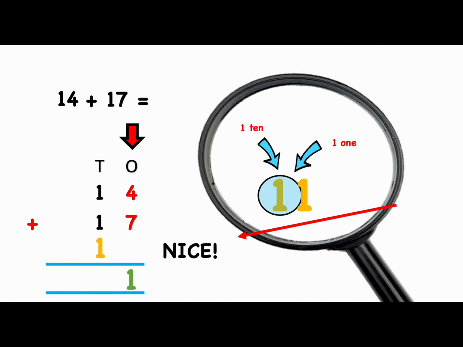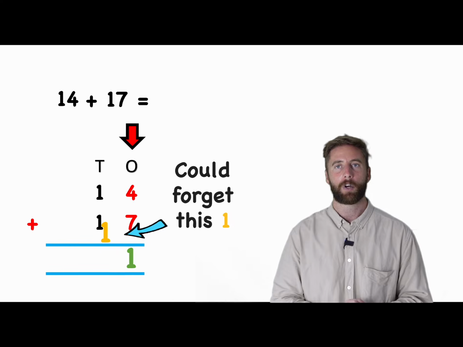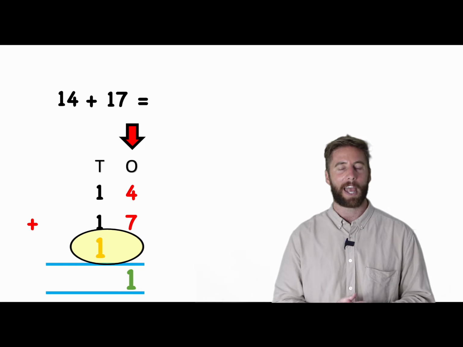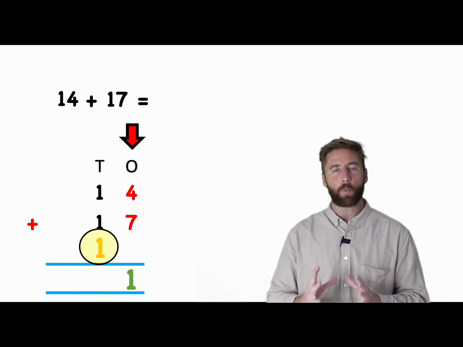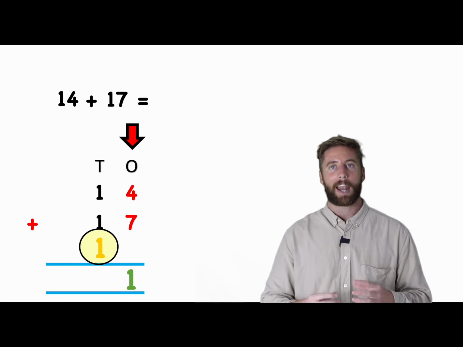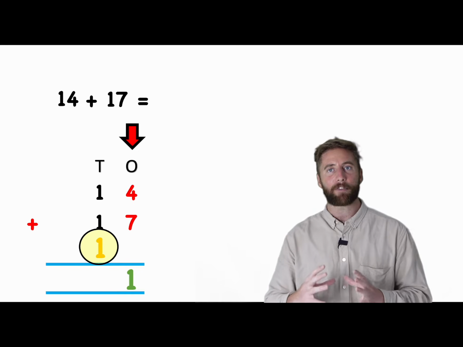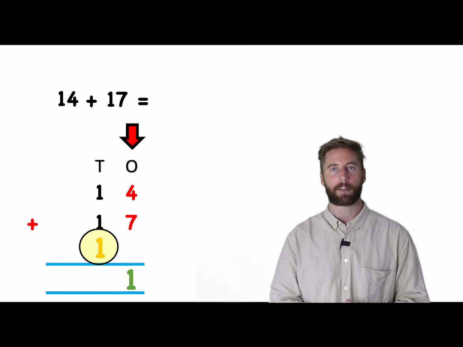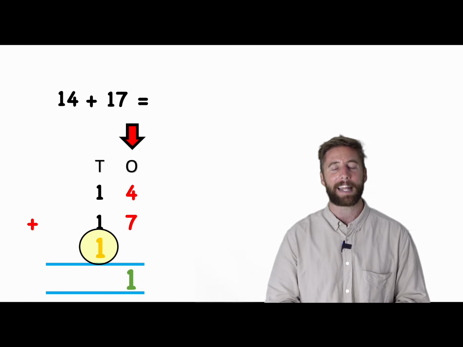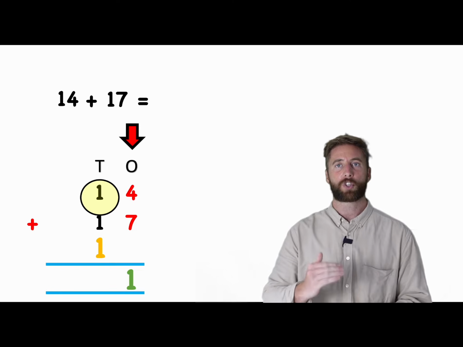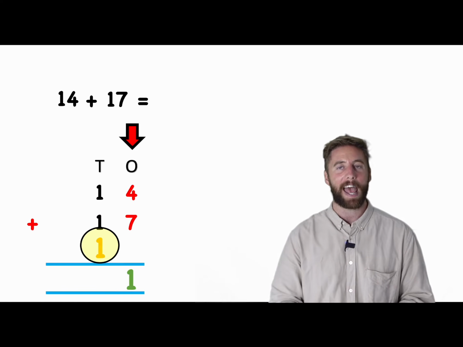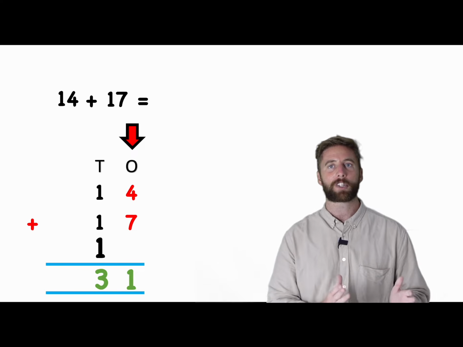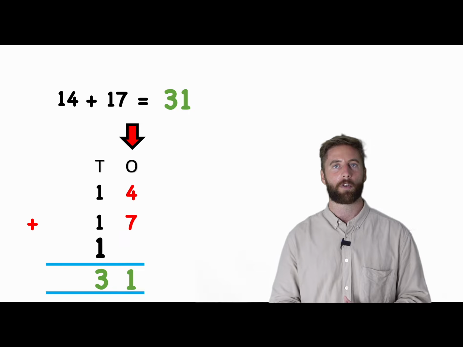So let's get used to, when we're setting up our column method now, leaving that row just in case we've got things to carry over. Okay, so let's have a look again then. I've got my 1 in my 1s answer column, and I've now put my 1 10 that I had from that section into the question section of my column method. Now, when I look at my 10s, I can see I have 1, 2, and my new third 10, leaving me with an answer of 3 10s. So 14 add 17 is 31.